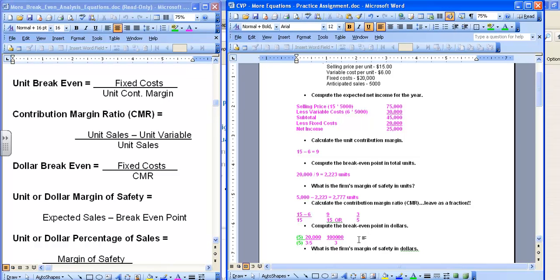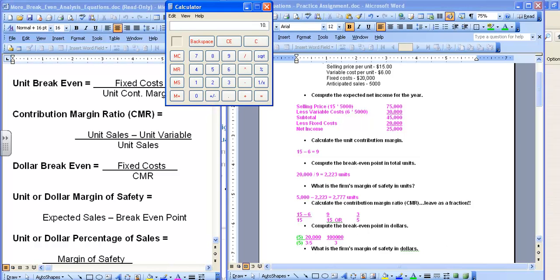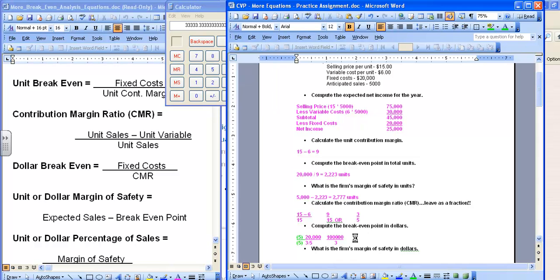And so our dollar break-even point, remember we have to do this in dollars now. 100,000 divided by 3 is $33,333.33. This time we can leave the pennies, because it is in money.